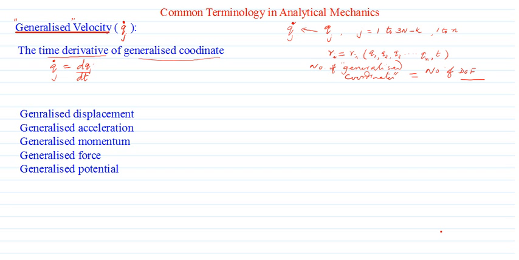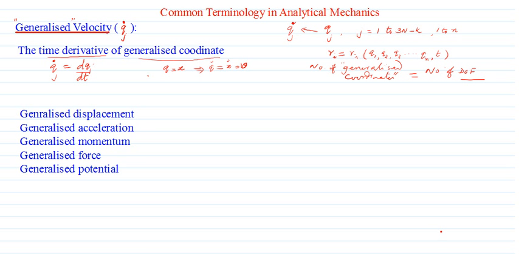Now, what about the dimensions of generalized velocity? You can see that the dimensions of generalized velocity will depend upon the dimensions of the generalized coordinate in the problem. For example, if the generalized coordinate of the problem is x, then the generalized velocity q dot will be equal to x dot. So it is nothing but our ordinary Cartesian velocity, ordinary velocity v. So the dimensionality of generalized velocity will be that of linear velocity.